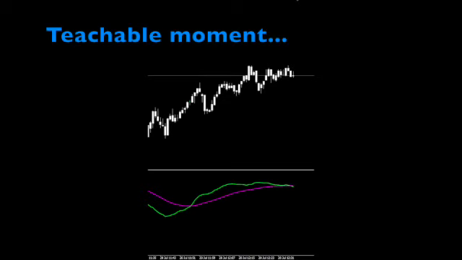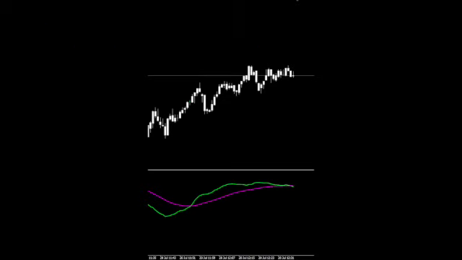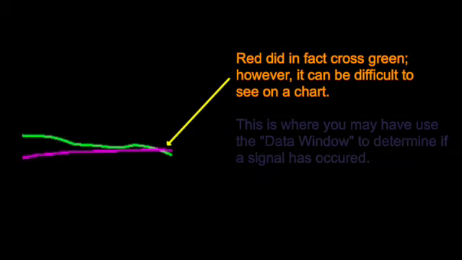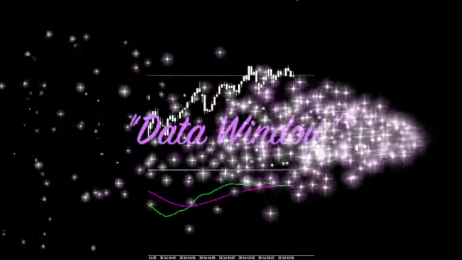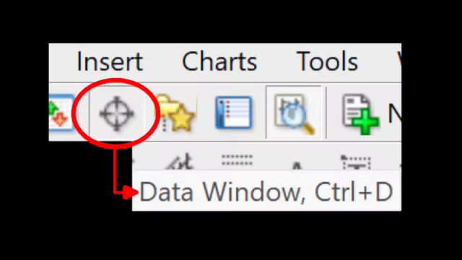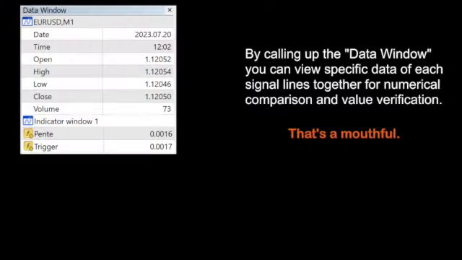Let's pause here for a moment. Red has crossed and closed back over green for a short signal. However, it can be difficult to see when lines flatten out. This is where we're going to pull in one of our chart tools called the data window. You can find the data window icon located near the top right under the Insert drop-down menu. It looks like a target, or you can just press Control D to call it up. By calling up the data window, you can view specific data of each signal line together for numerical comparison and value verification. Well, that's a mouthful.